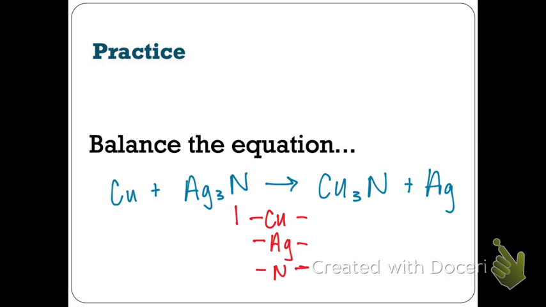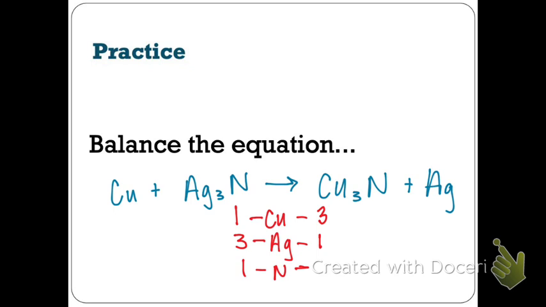So how many silvers are on the left side of my equation? 3, right here, right? That 3 tells me that I have 3 silvers. And how many nitrogens are on the left side of my equation? 1. Okay. Now I'm going to count the right side. Are we doing okay so far? On the right side of my equation, how many coppers do I have? 3. How many silvers do I have?